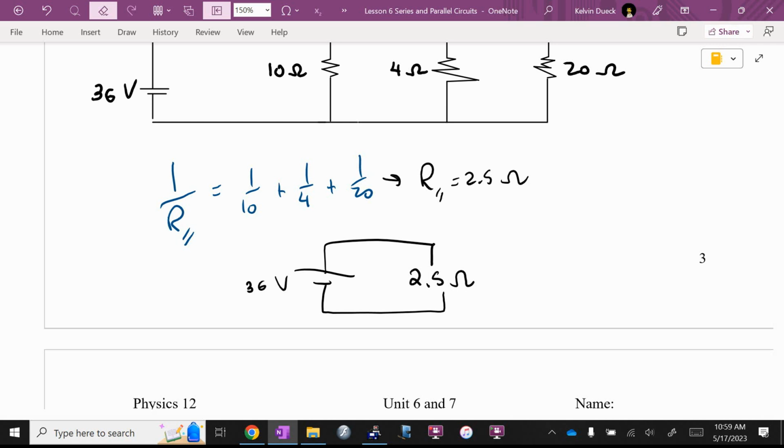What's the total resistance of this circuit? 2.5 ohms. What's the first thing they wanted me to find? What's the first thing they wanted me to find? Done. What's the next thing they wanted me to find, Fahim? I total equals V total over R total. 36 divided by 2.5. Fahim, what's the total current running through this circuit?